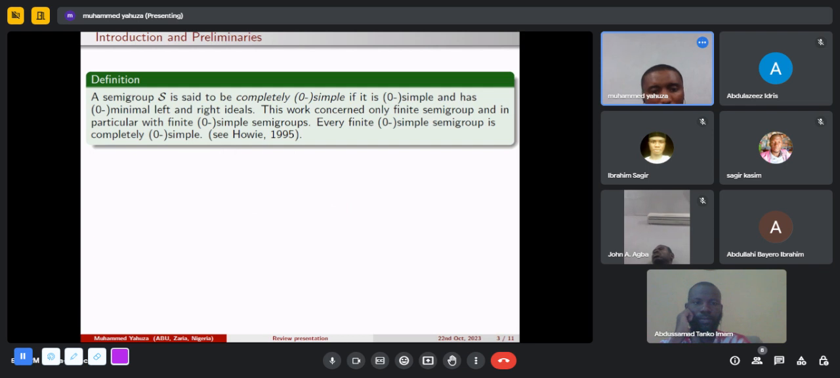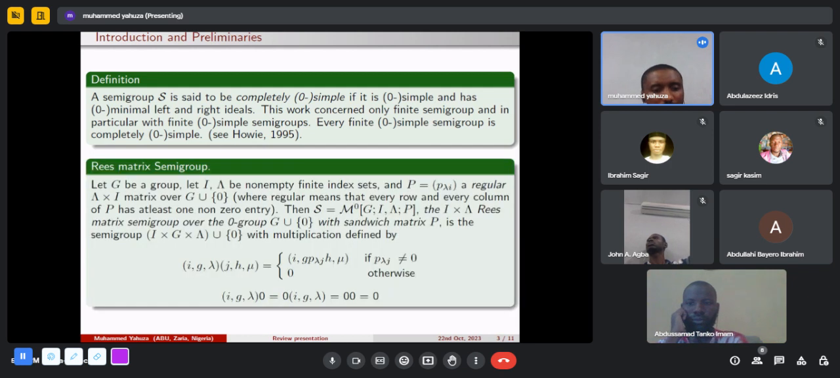This work concerns only finite semigroups, and in particular finite zero simple semigroups. Every finite simple semigroup is a completely zero simple semigroup. You can see Howie 1995 for more on this. Now, Rees matrix semigroup. Let G be a group and I and lambda be non-empty finite index sets.